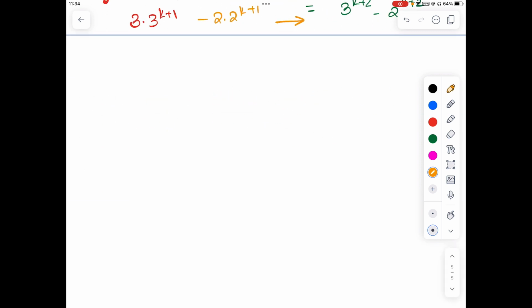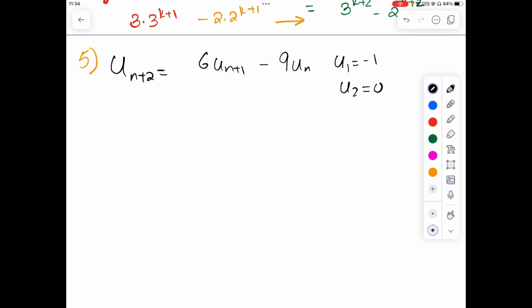Question number 5. It's given u_{n+2} equals 6u_{n+1} minus 9u_n, and u_1 equals negative 1, u_2 equals 0. I have to prove by induction u_n equals (n minus 2) times 3^(n minus 1). So first of all, basis step, what am I going to do?